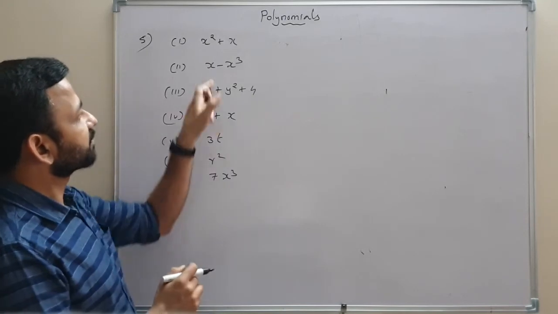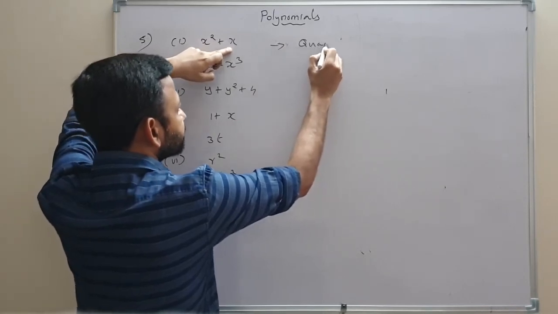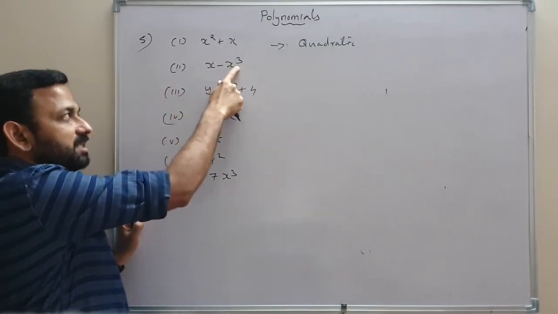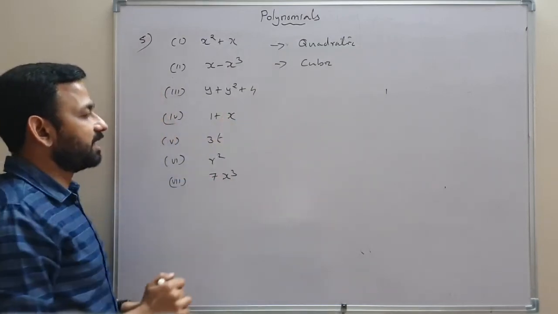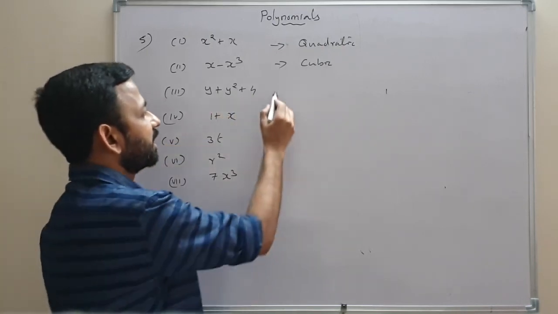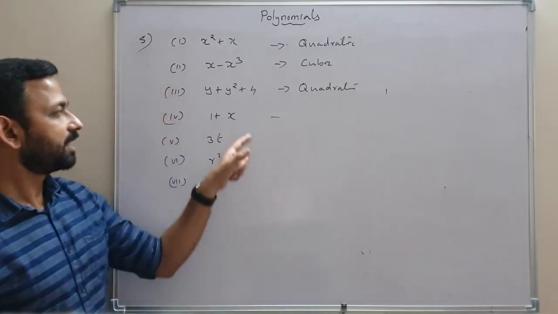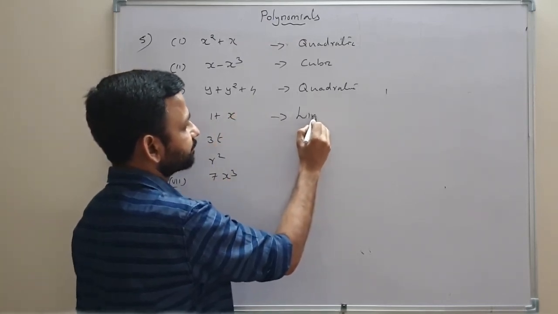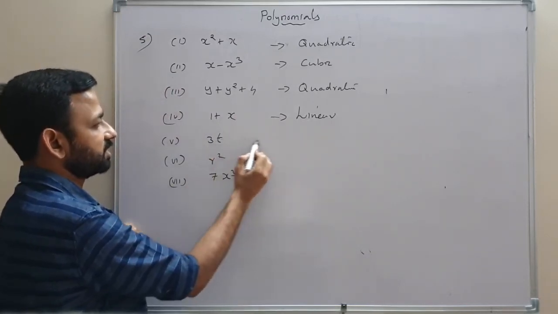So the first one, the degree of this polynomial is 2, therefore this is a quadratic polynomial. Second one, here the degree is 3, so this is a cubic polynomial. And here the third, the degree of this polynomial is 2, so this is an example of a quadratic polynomial. And here the degree of this polynomial is 1, so this is an example of a linear polynomial. And here also the variable t has power 1, so this is a linear polynomial.